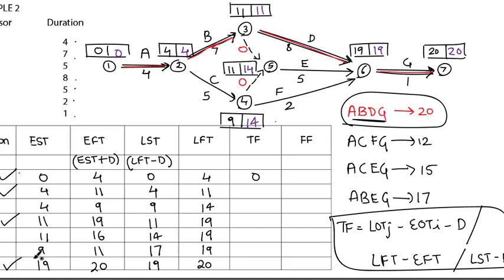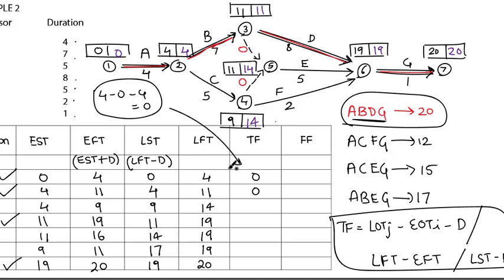Okay, so for these rows, just check the float values. Total float will be 11 minus 11, that is 0, or 4 minus 4, that is 0. You can also check it by this box. That is LOTJ. LOTJ value is 4 minus EOTI. EOTI value is 0 minus duration. Duration is 4. So A's total float is given as 0.